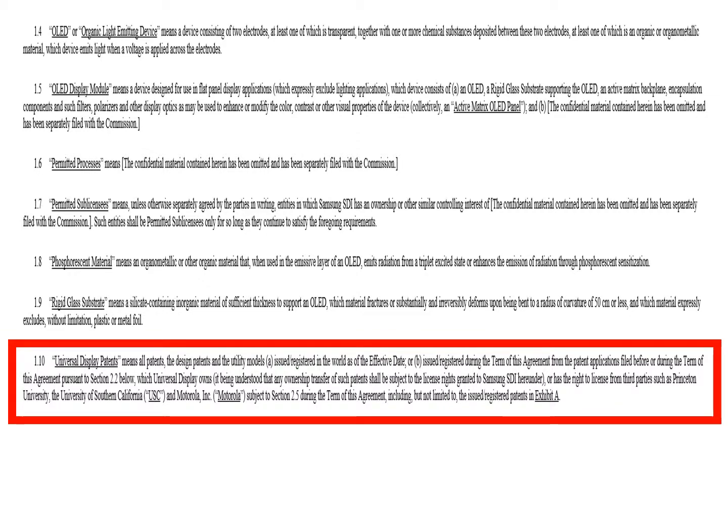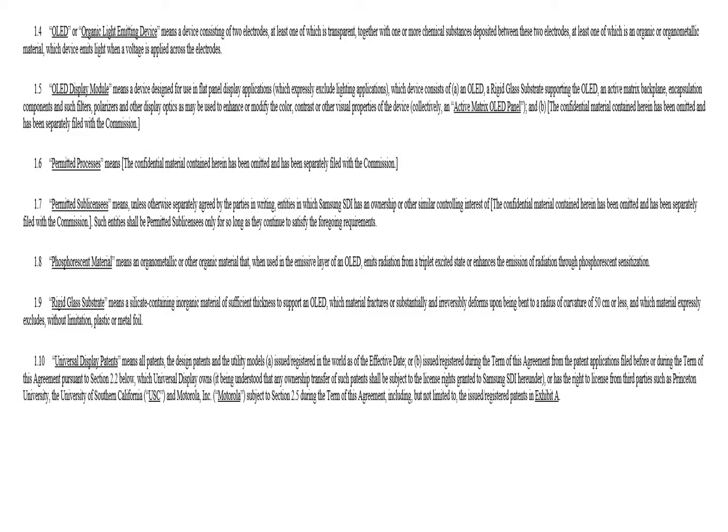Last definition down there, Universal Display patents. Universal Display patents means all patents, the design patents and the utility models, A, issued or registered in the world as of the effective date, or B, issued or registered during the term of this agreement from the patent applications filed before or during the agreement, which Universal Display owns, or has the right to license from third parties, such as some of the partners like Princeton and Motorola and the like. So we get a definition of which patents we're dealing with. Note at the end, it says including, but not limited to, and they gave an exhibit listing them.